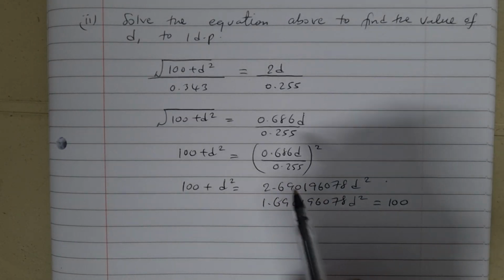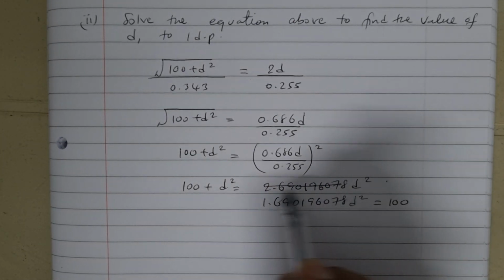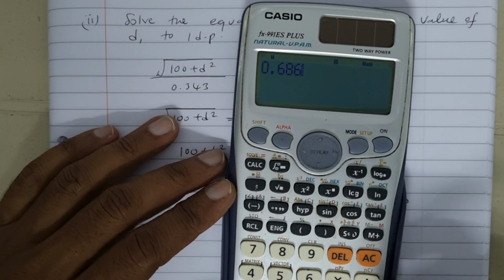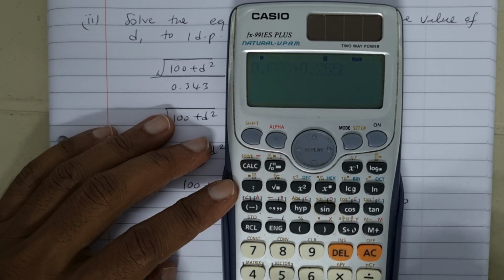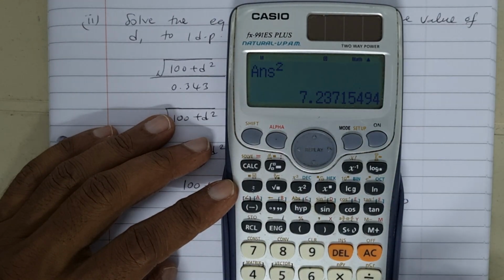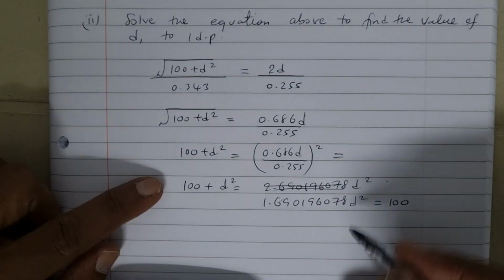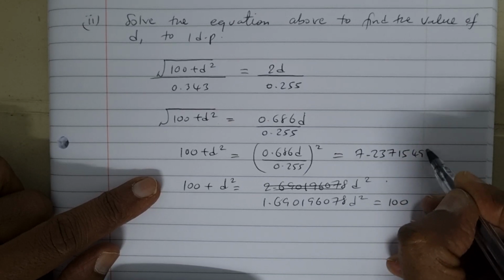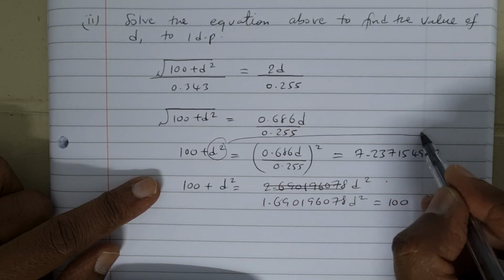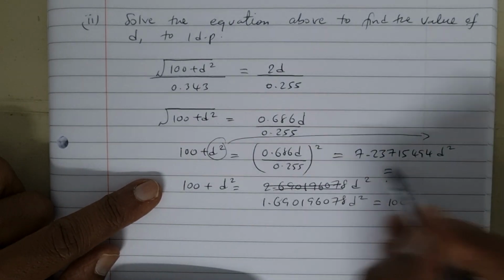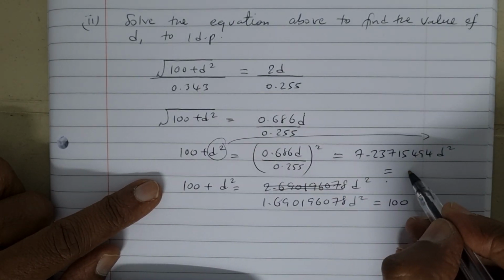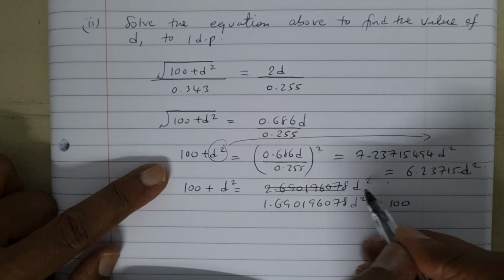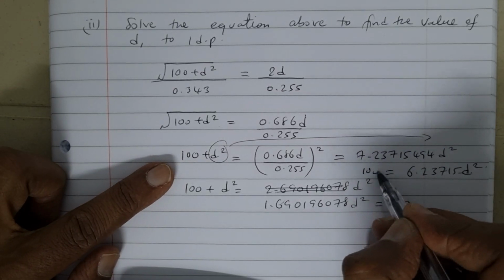I think I messed up a little bit here, so let's do this on our calculator again. I'm going to take 0.686 divided by 0.255. This is my result, and I square it and I get 7.23715494. So the d squared can be subtracted there. You're going to be left with 6.23715 and so on, d squared, and you've got 100 on this side.